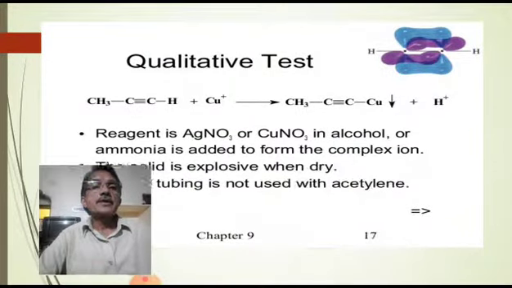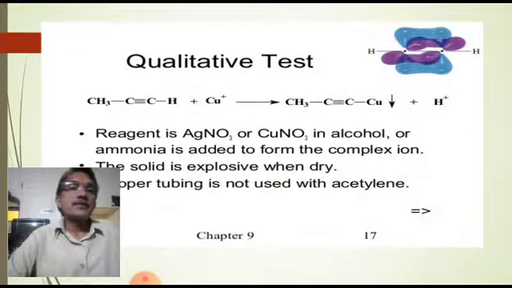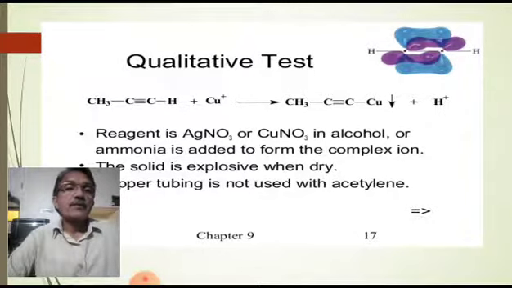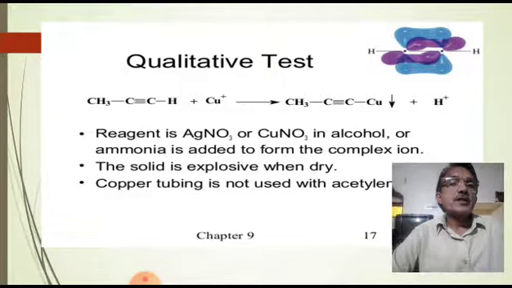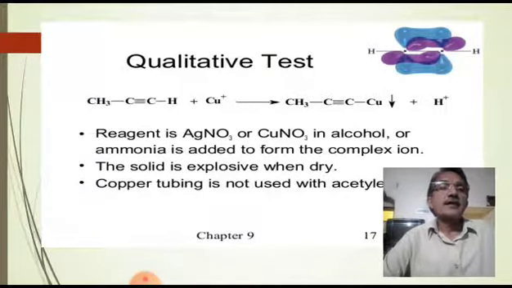Now let us discuss the qualitative test. The reagent is AgNO3 or CuNO3 in alcohol, silver nitrate or copper nitrate in alcohol, and ammonia is added to form the complex ion. The solid is explosive when dry. Copper tubing is not used with acetylene.